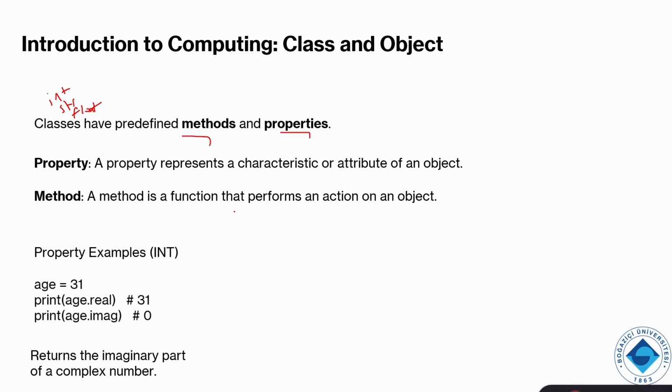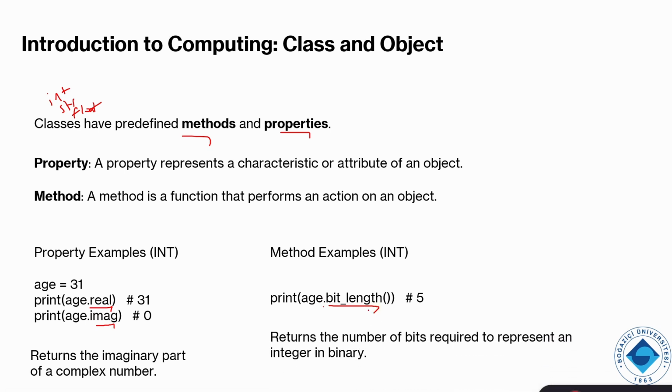Let's give some examples. For an integer property, we can print age.real, which will return the real part of your object like age, and print age.imag, which returns the imaginary part of a complex number. As there is no complex number here, it will return just 0. As an example of an integer method, we can give bit_length, and it will return the number of bits required to represent an integer in binary.